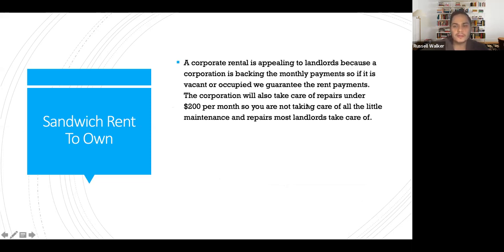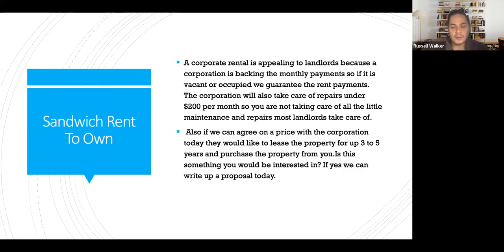So corporate rental is appealing to landlords because a corporation is backing a monthly payment. If it's vacant or occupied, we guarantee the rent payments. Our corporation also would take care of repairs under $200 per month, sometimes $300 per month. So you're not taking care of all the little maintenance repairs most landlords take care of. These are words we say up front to landlords.